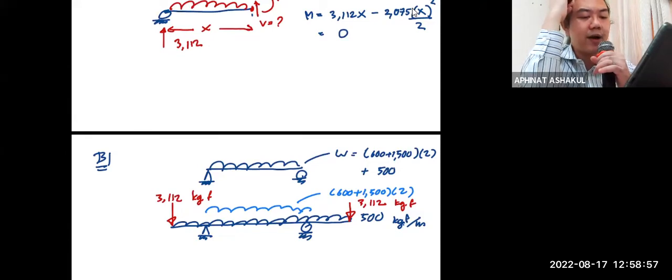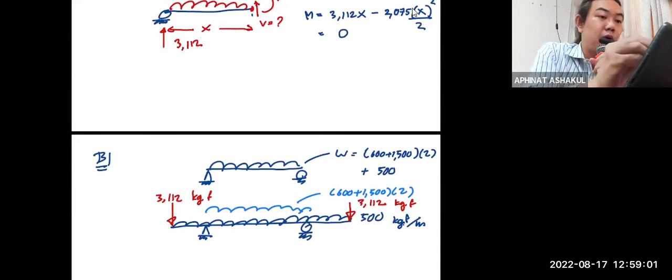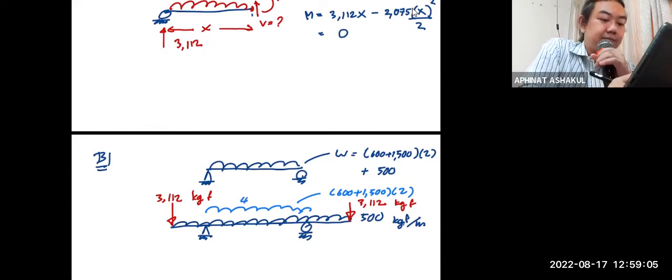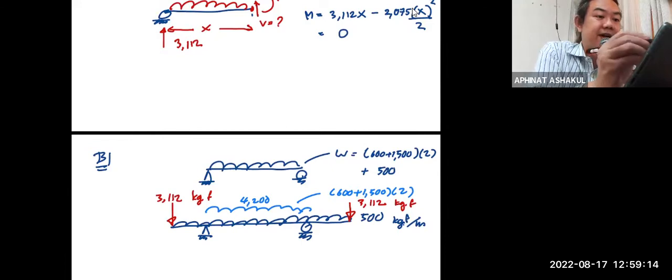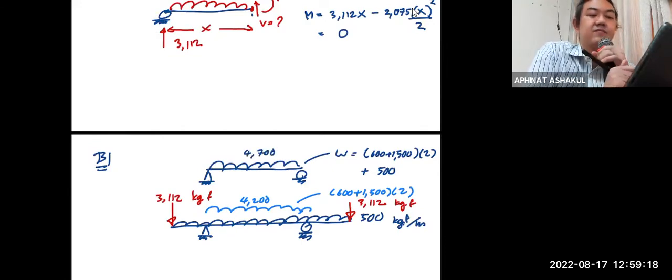So that's 2100 multiplied by 2. So this blue one is actually 4200, added with 500. So in fact, this is 4700. Correct? Any question?